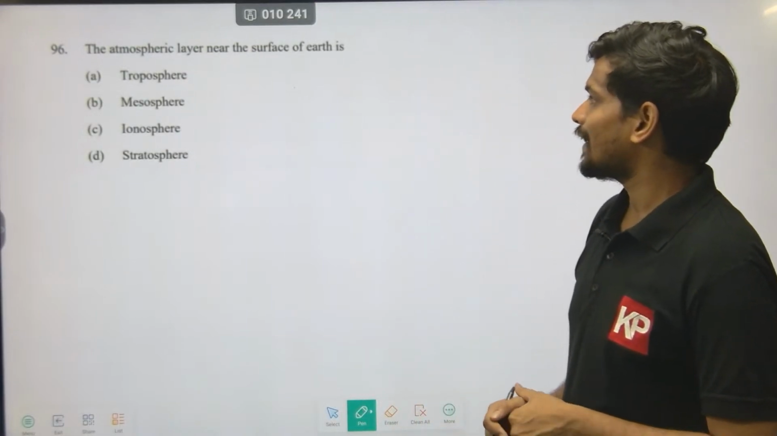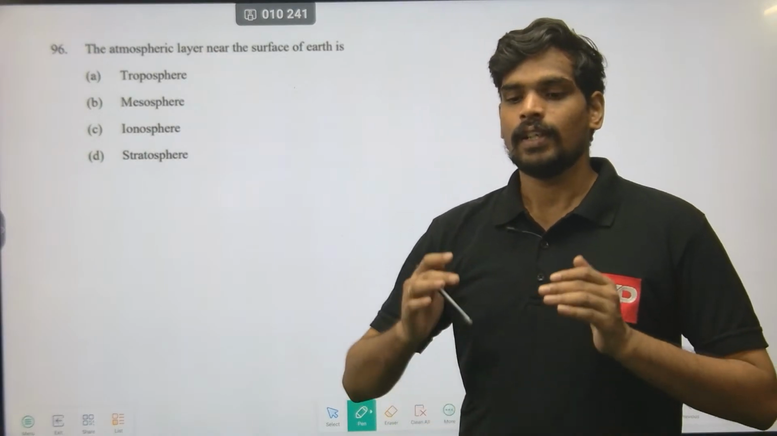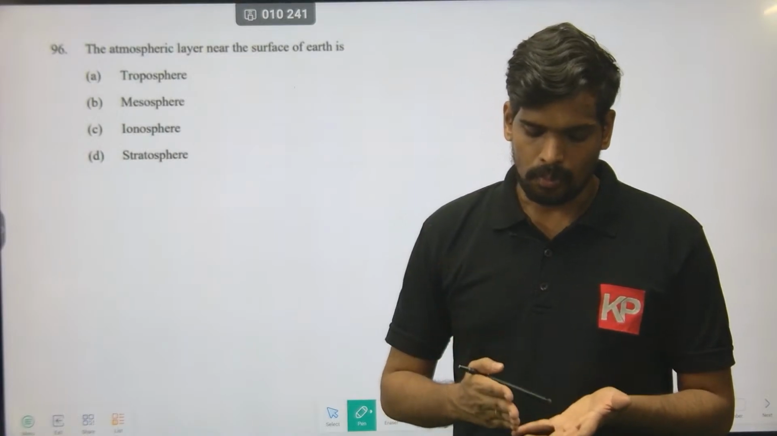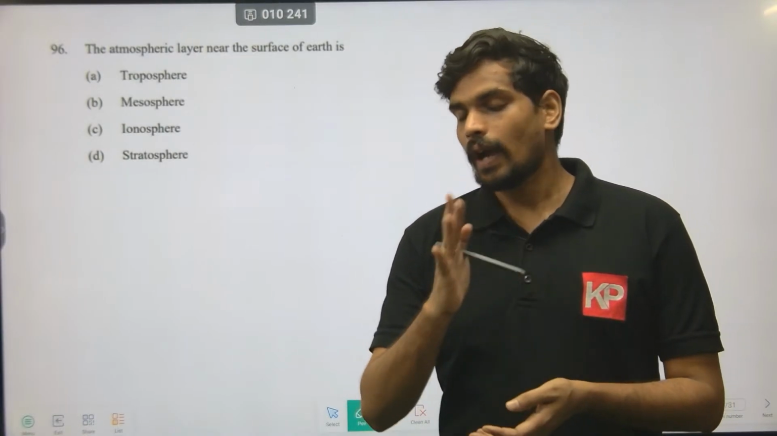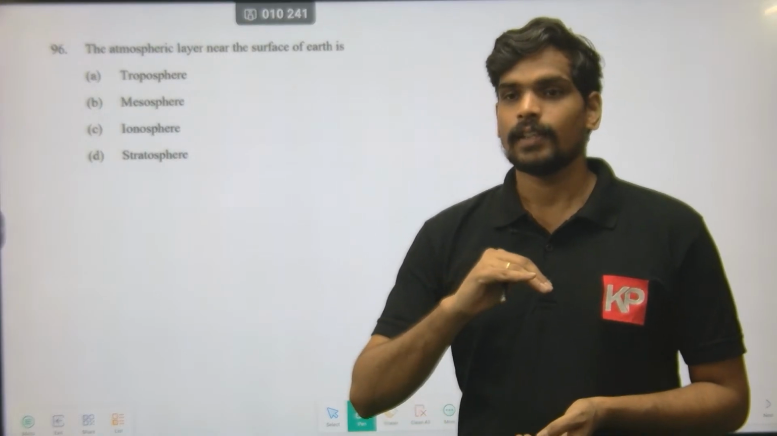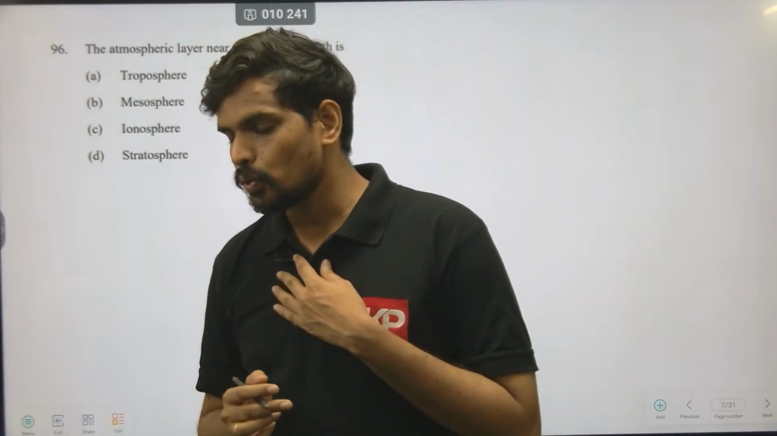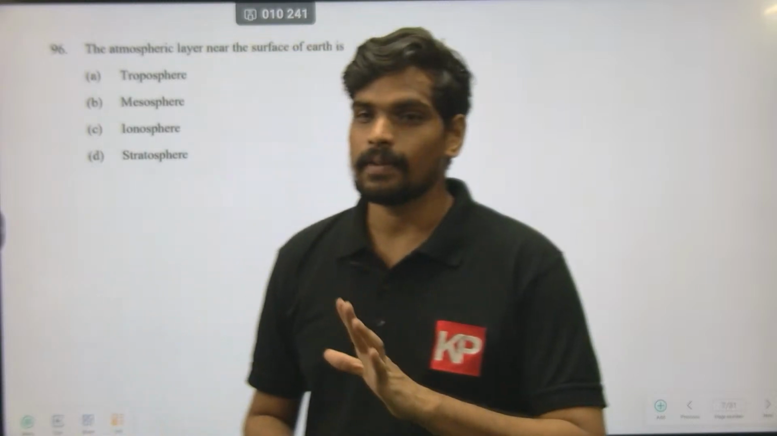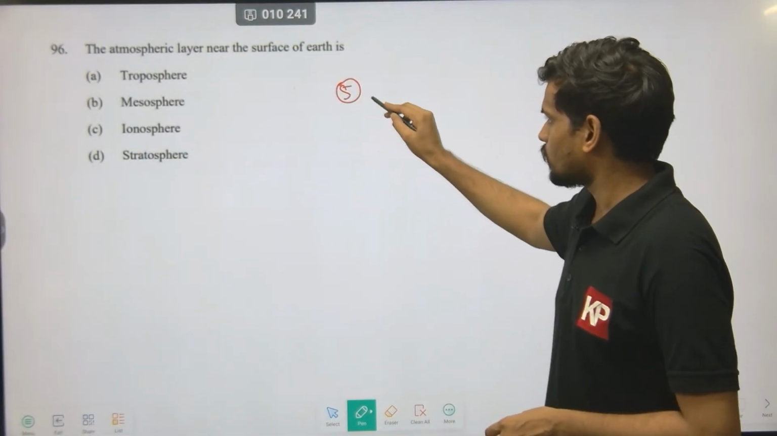The atmospheric layer near to the Earth's surface is dash. So again, a simple question. Earth's atmosphere is composed of 5 layers. I hope you know that. Troposphere, stratosphere, mesosphere, thermosphere, and exosphere. You have to remember the layers of the atmosphere. There are additional terms associated with it with respect to the boundaries between these layers. So let me very quickly explain you the layers of the atmosphere. There are 5 layers of atmosphere.